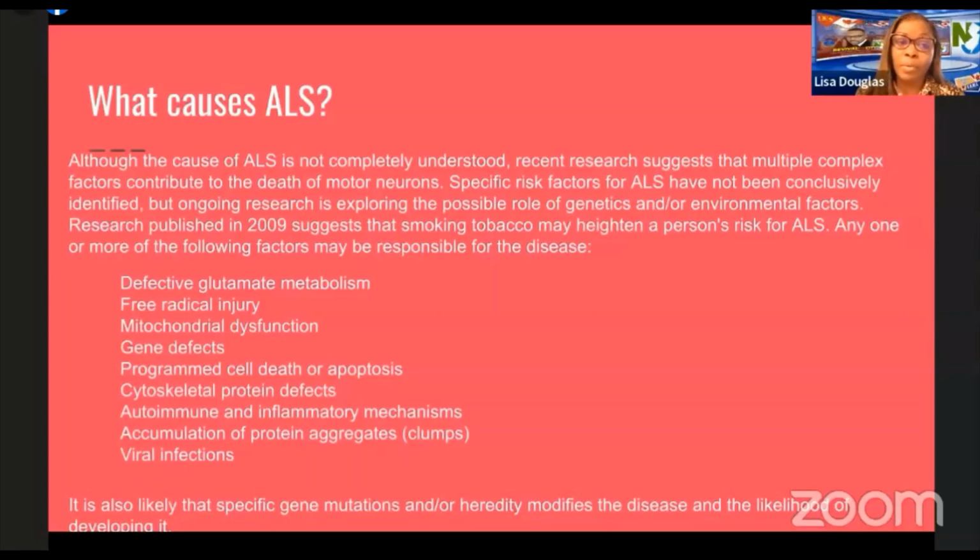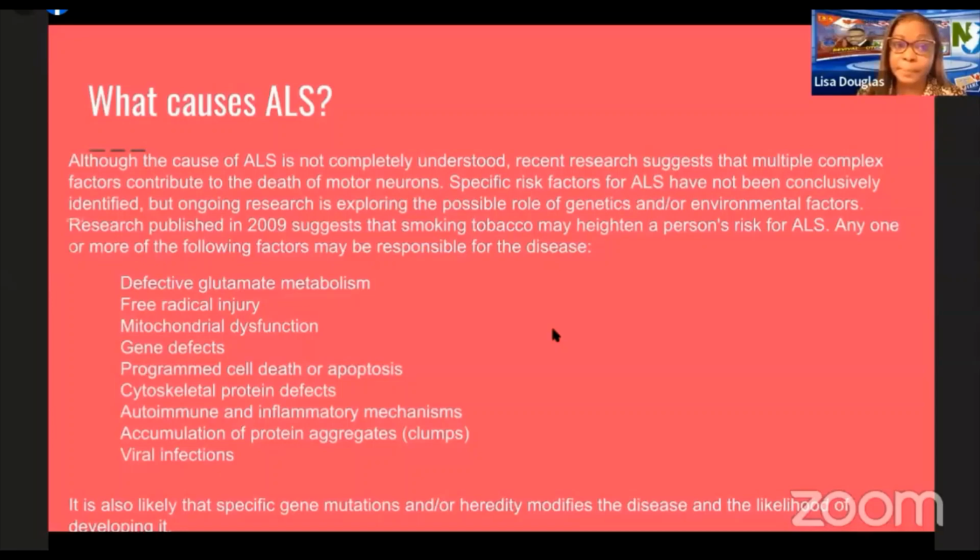Any one or more of the following factors may be responsible for the disease: defective glutamate metabolism, free radical injury, mitochondrial dysfunction, gene defects, programmed cell death or apoptosis, cytoskeleton protein defects, autoimmune and inflammatory mechanisms, accumulation of protein aggregates, and viral infections. It is also likely that specific gene mutations and/or heredity modify the disease and the likelihood of developing it.